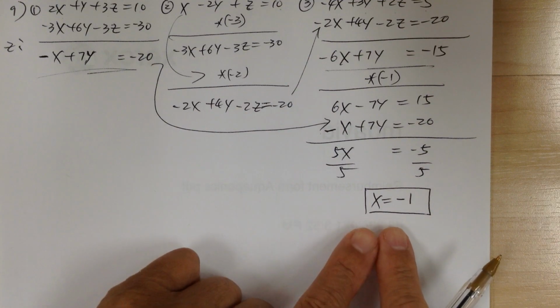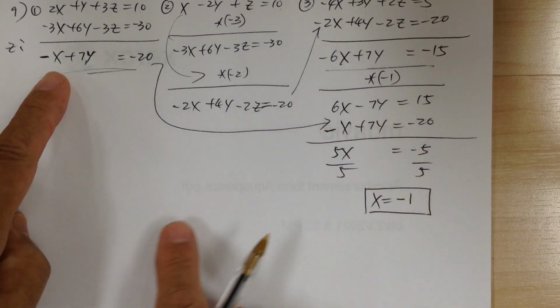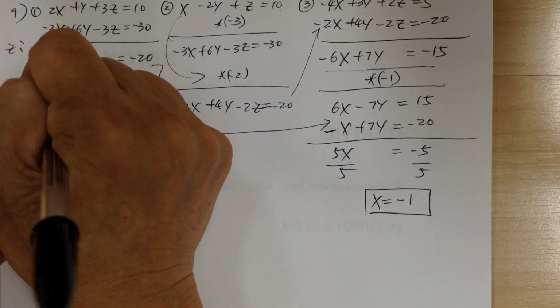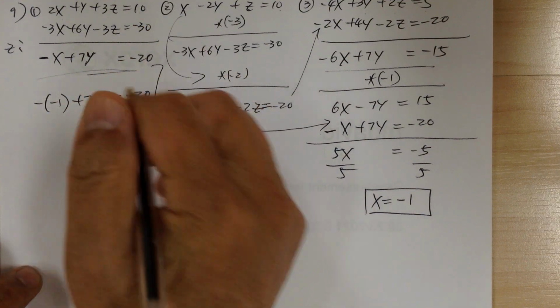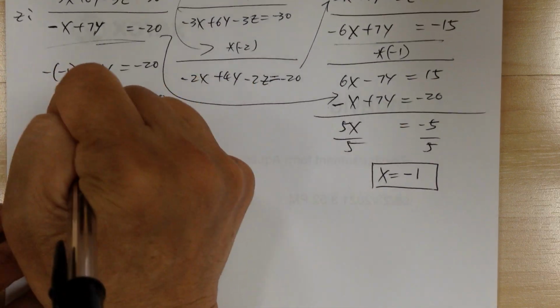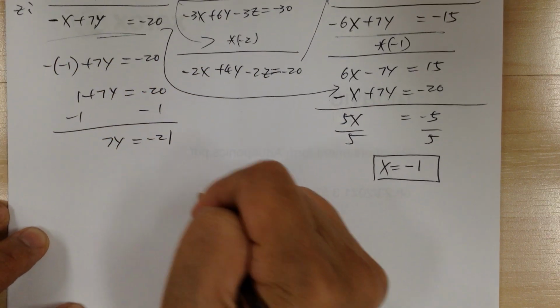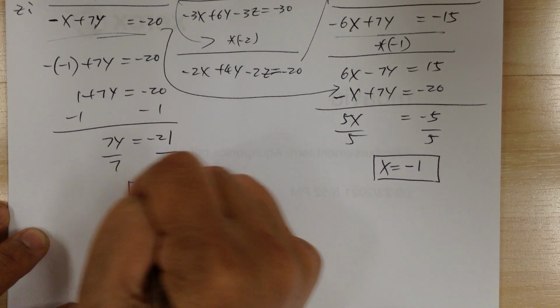So once you find x equal to -1, then you can go back to the one with the two variables. I guess you can use this one here since there's a lot of space. So you got -1 plus 7y equal to -20. So you got 1 plus 7y equal to -20. So -1 on both sides. So you got 7y equal to -21. Divide by 7, divide by 7. So y equal to -3.